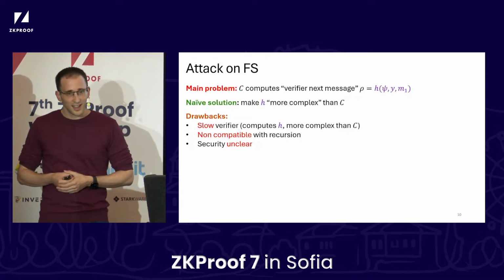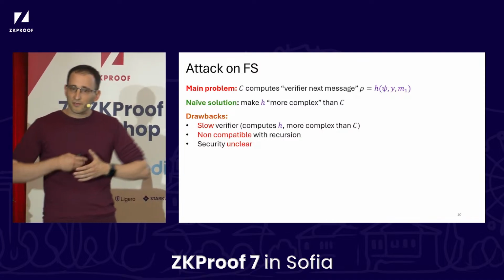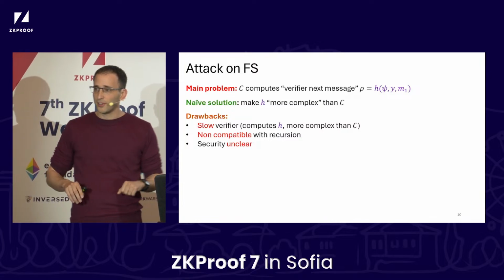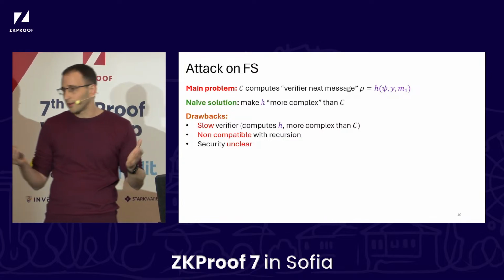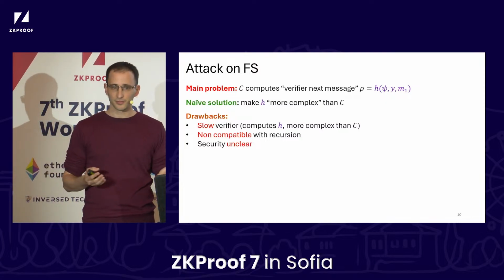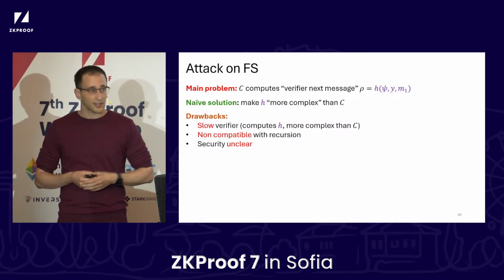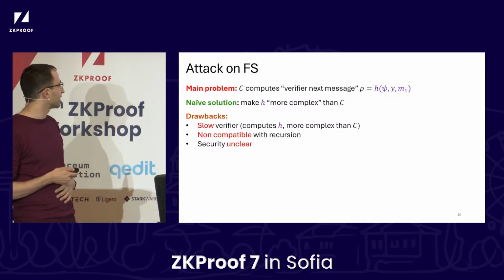And the third point that I want to stress is: fine, let's say I'm fine with a slow verifier. I'm still not sure about the security of this system. The Fiat-Shamir hash is more complicated, but is this secure? Actually, the point is that it's more delicate than that, and we're going to see this in a second.